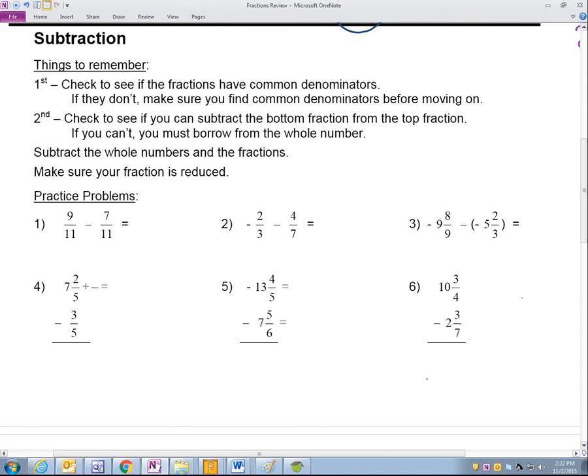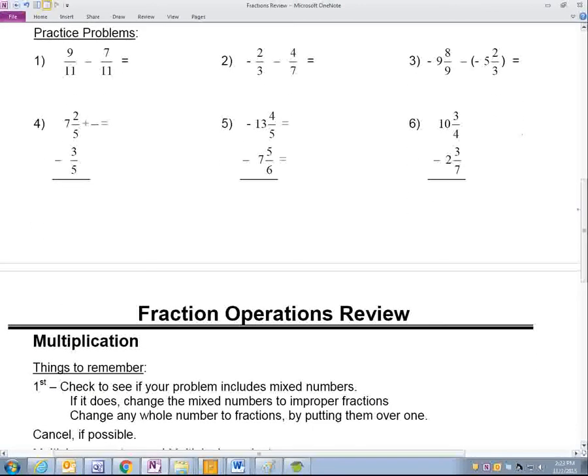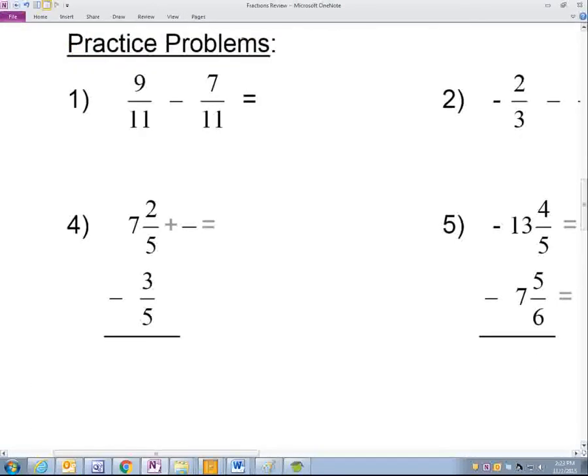Now, as it says there, subtract whole numbers in the fractions. Make sure your fraction is reduced. Here we go. We have the same denominator, so we don't have to change anything. We have the same sign, and the second fraction is smaller than the first, so we don't have to go into any negatives. So this one is just 9 minus 7, which is going to be 2/11.